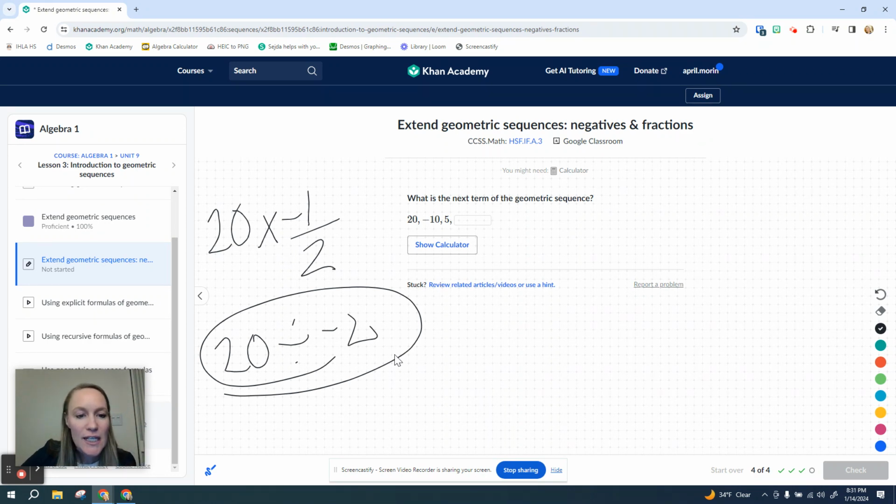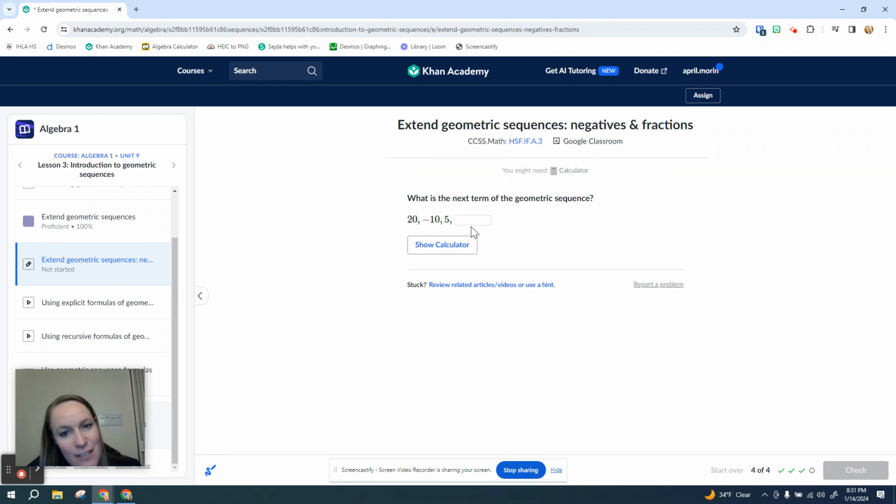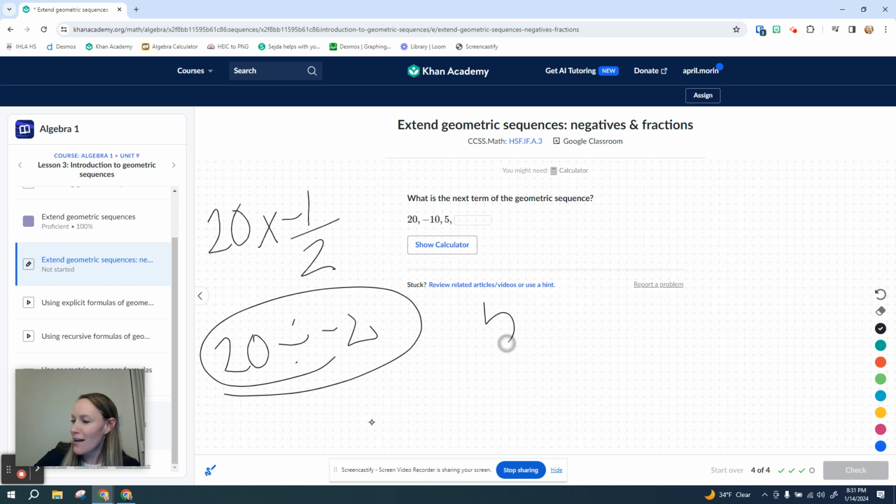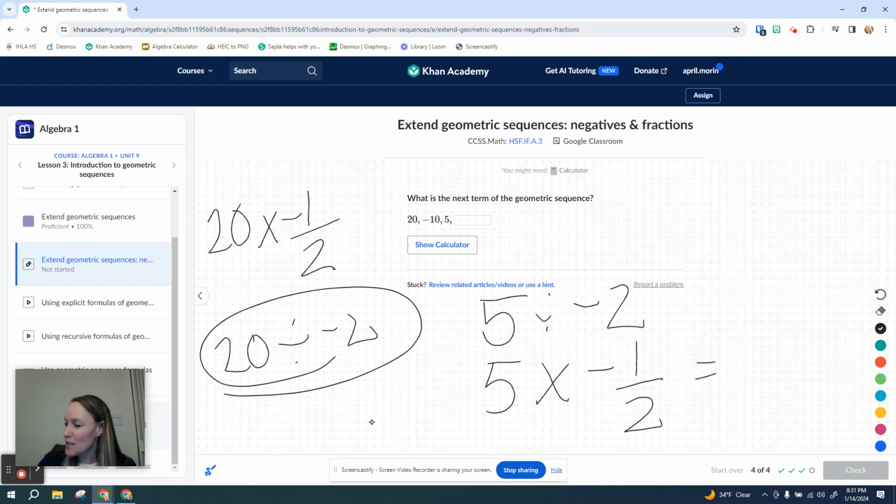So I have 20 divided by negative 2 equals negative 10. And then I have negative 10 divided by negative 2 equals positive 5. And then I have 5 divided by negative 2. And this is the same, here's the fractions again, you guys, as 5 times negative 1/2. So it equals negative 5 over 2.